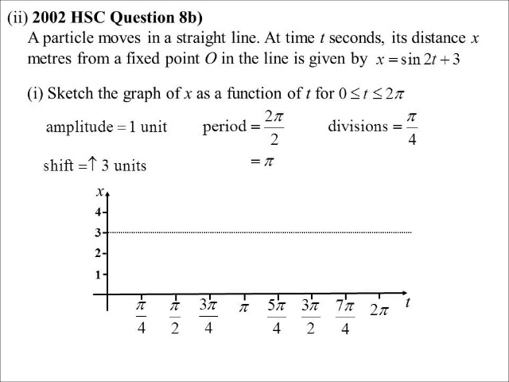Now, a sine curve, we would normally start at the origin, but we've shifted it up 3, so we'll start at 3, and then a sine curve would go up to its amplitude and down, and so on. There's our curve, sine 2t plus 3. All right.